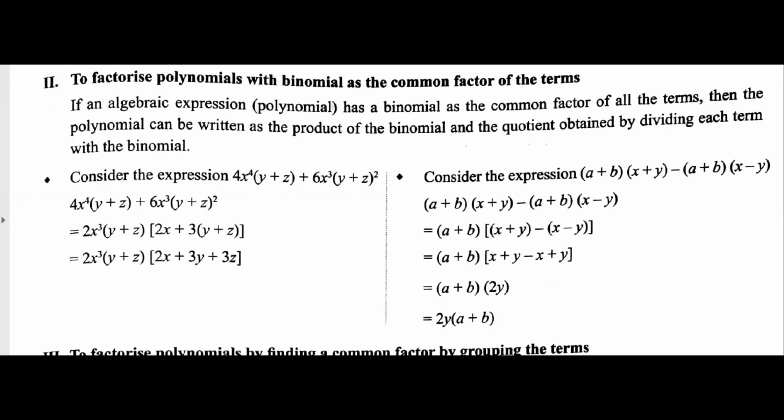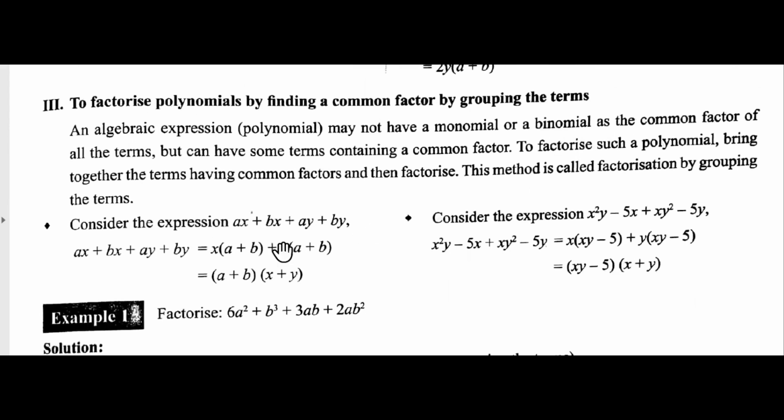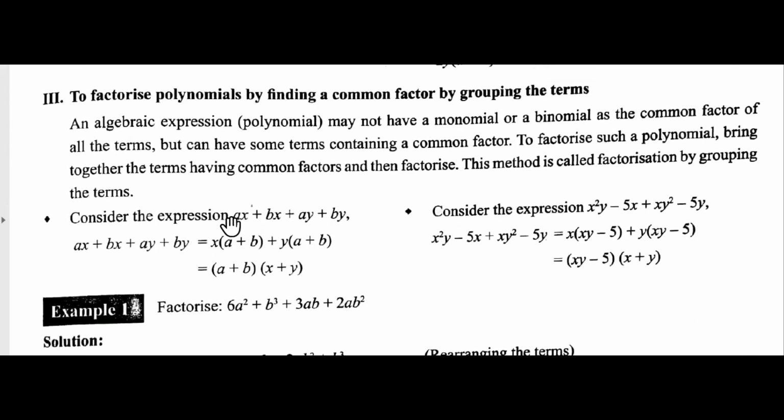Okay, now next we have to factorize a polynomial by finding a common factor by grouping the terms. So you can even group them, and then find the factors. For example, here we have ax plus bx plus ay plus by. So what can you take common from here? From here you can take x as common, and from here you can take y as common, and then you will get a plus b.